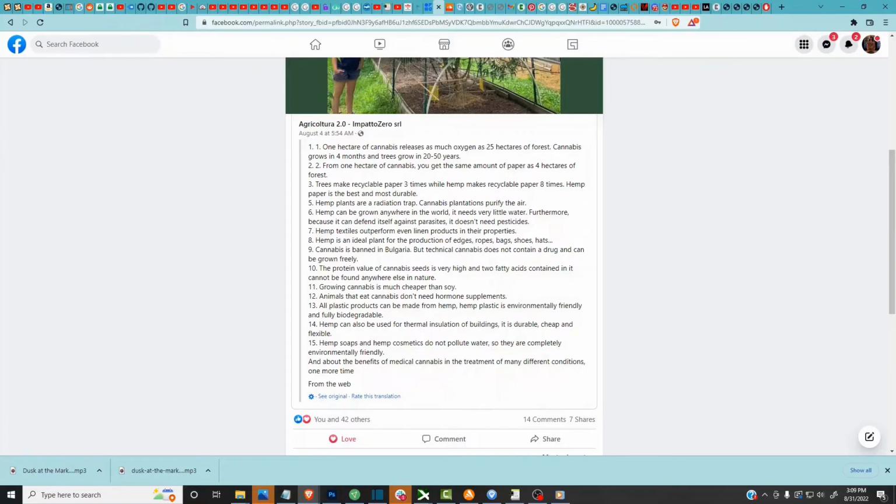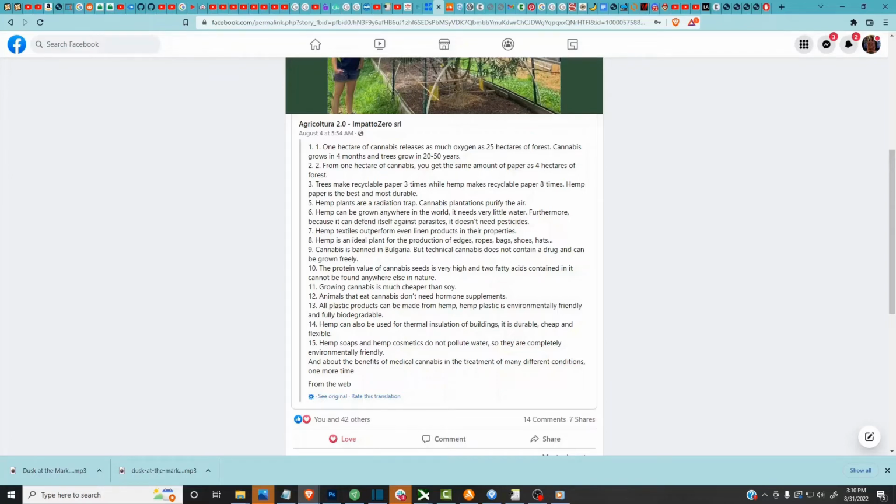Hemp plants are a radiation trap. Hemp plantations purify the air. Hemp can be grown anywhere in the world, and it needs very little water. Furthermore, because it can defend itself against parasites, it doesn't need pesticides. Hemp textiles outperform even linen products in their properties. Hemp is an ideal plant for the production of edges, ropes, bags, shoes, hats.